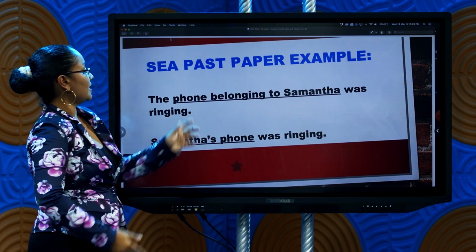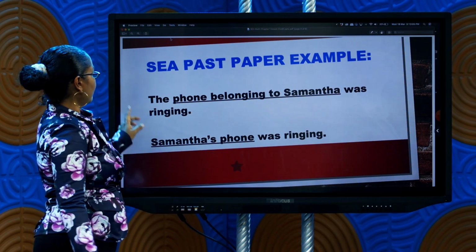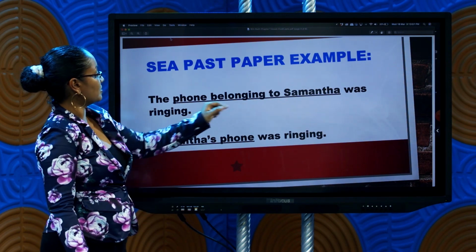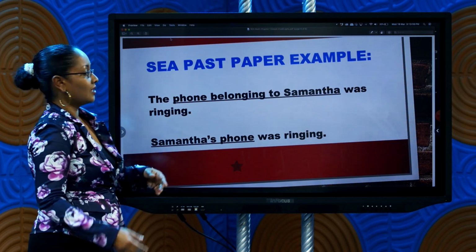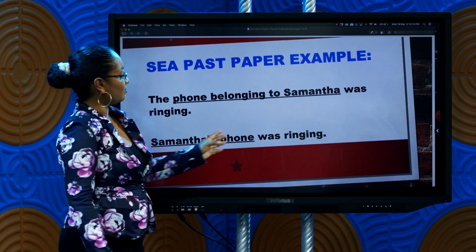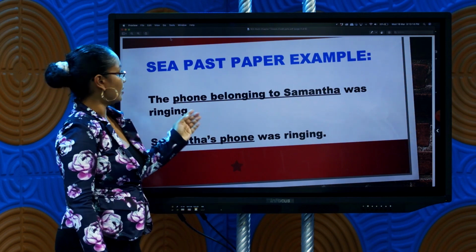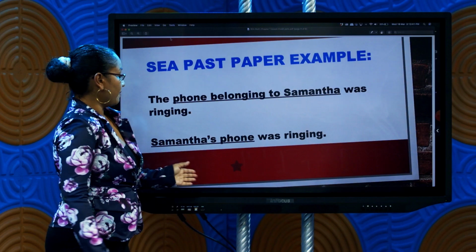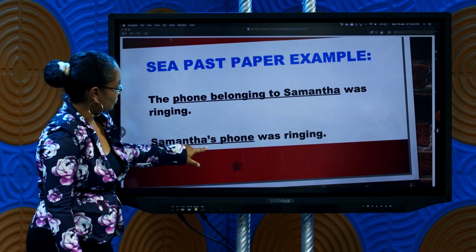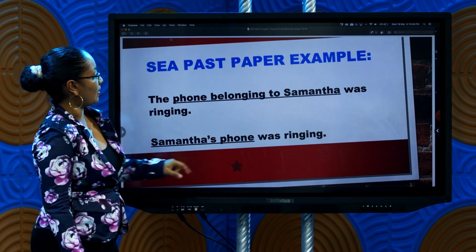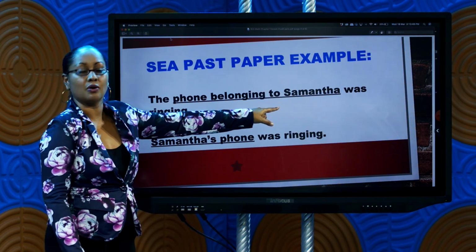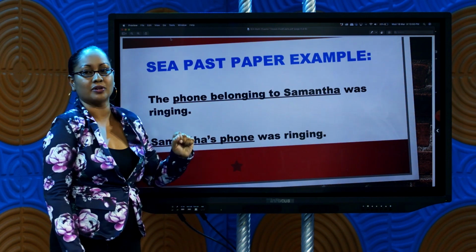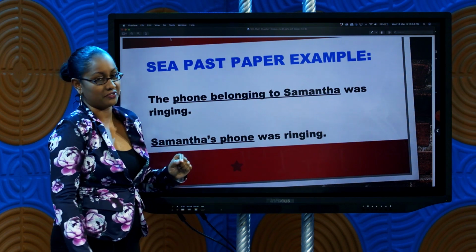All right, so let's look at our example. The phone belonging to Samantha was ringing. Yes, we know the phone belongs to Samantha because it says so. However, we want to show our noun in the possessive form. So therefore, we are going to put an apostrophe S after our main noun, Samantha, also known as our what? Proper nouns, because we learned that in previous videos.